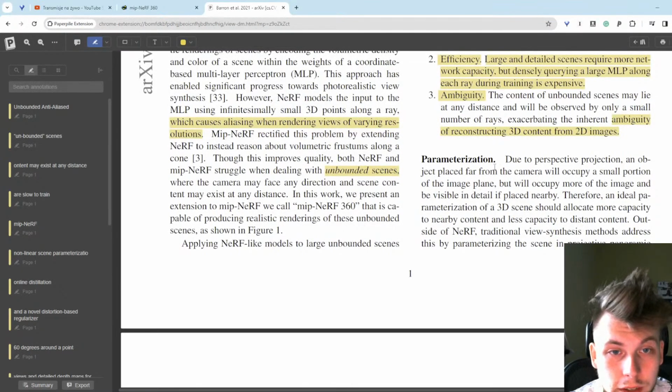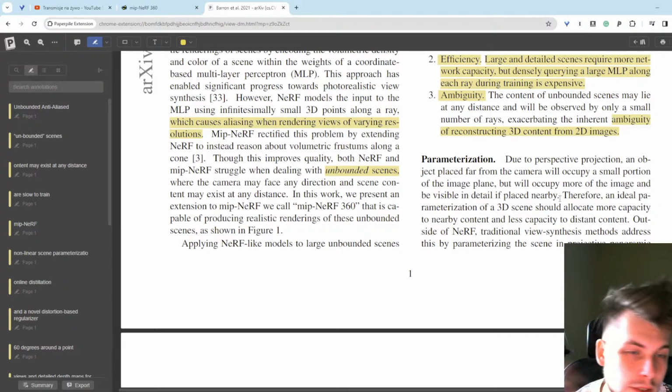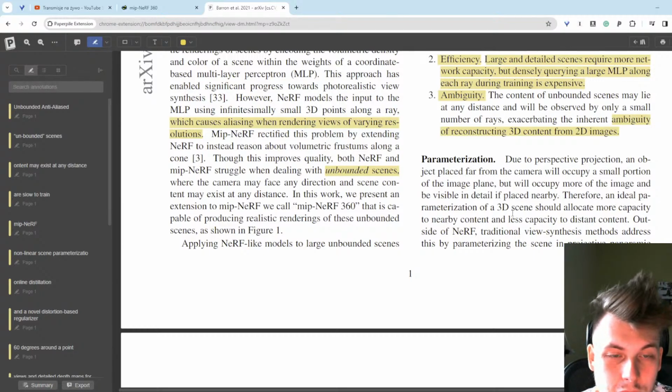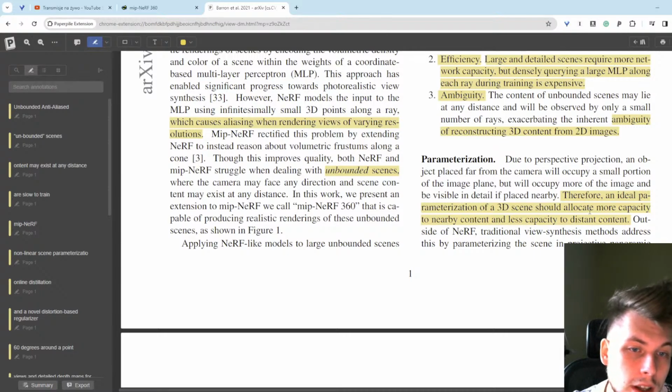Okay, parameterization. Due to perspective projection, an object placed far from the camera will occupy a small portion of the image plane, of course, but will occupy more of the image and be visible in detail if placed nearby. So that's very obviously what perspective is. Nothing crazy. Therefore, any ideal parameterization of a 3D scene should allocate more capacity to nearby content and less capacity to distant content. So that's the idea. Distant content is smaller, less important. We don't need that high resolution of it, that high understanding, so we will allocate the network mostly to the frontal content and then allocate some level of capacity to the faraway content.